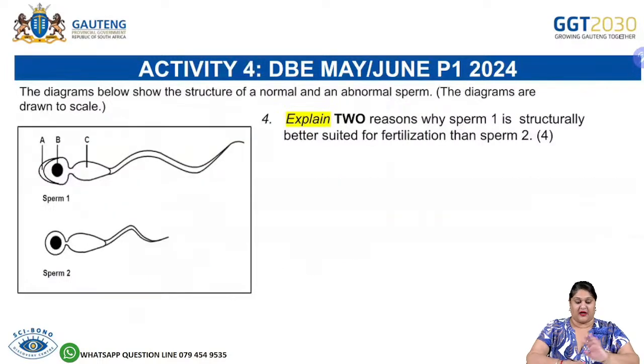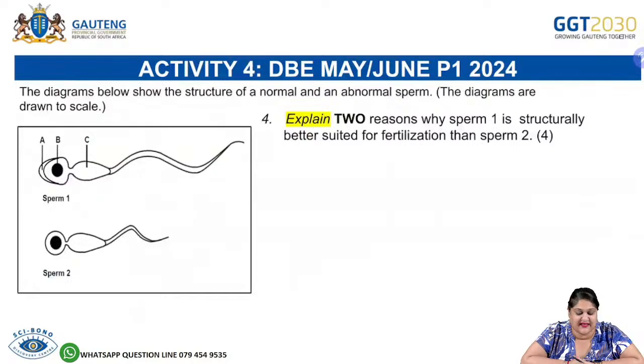Right, then we're moving on to our last question. The diagram below shows the structure of a normal and an abnormal sperm. The diagrams are drawn to scale. Very important, this point is very important. You see, they're telling us that there's a normal and an abnormal sperm. They're not telling us which one is normal, and they're not telling us which one is abnormal. But they're telling us that it's drawn to scale.